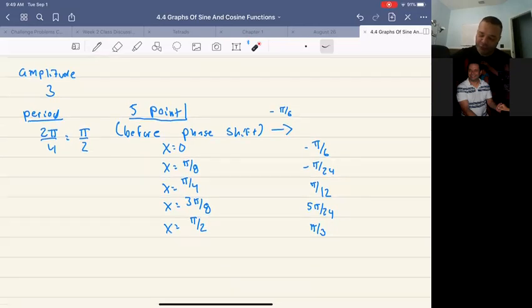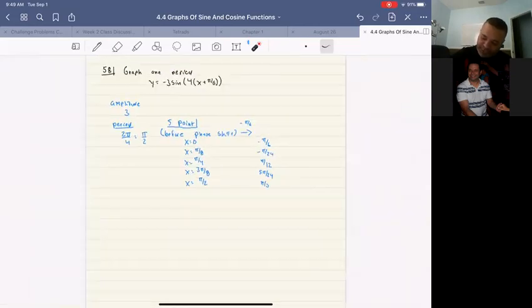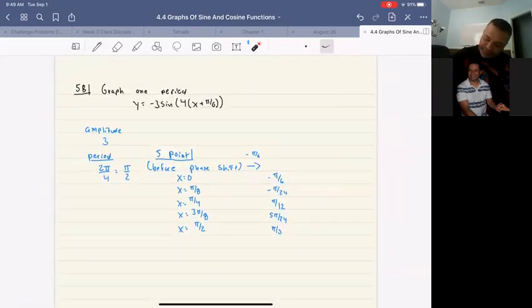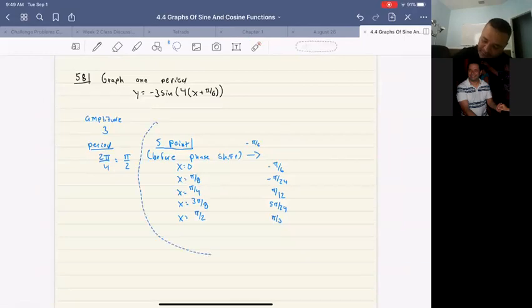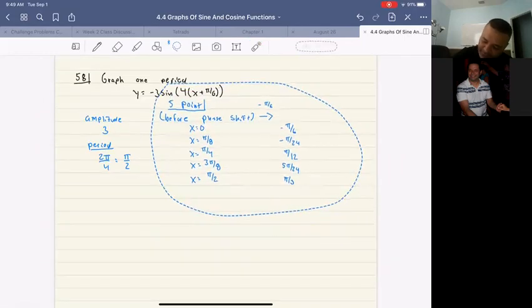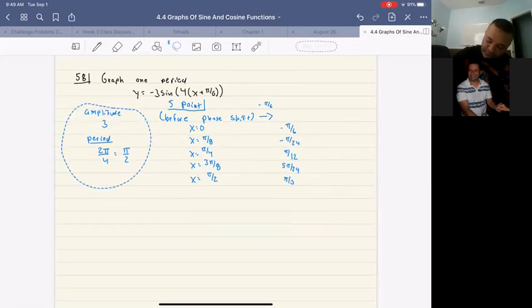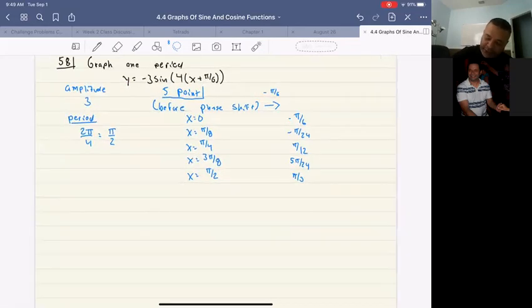Oh my gosh, I'm running out of space. Why did I not use all this space? There we go. Okay, let me start drawing.